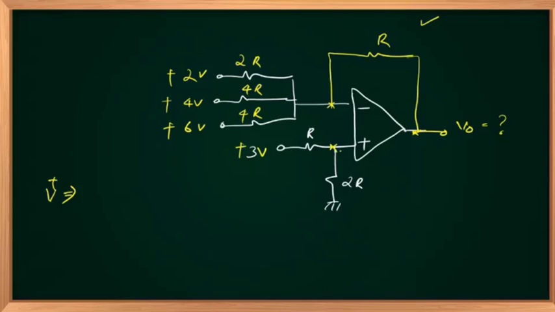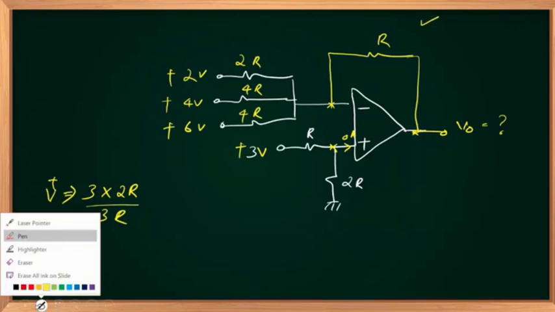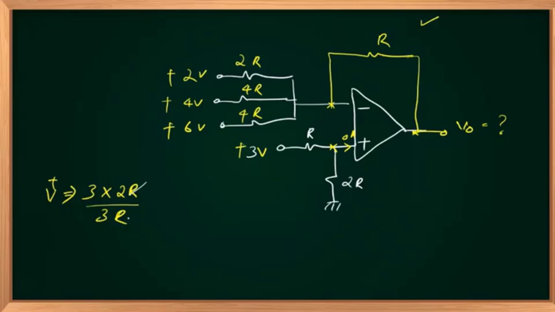This is my V plus, simple voltage division rule, because this branch current equal to third branch current equal to 0 amperes, ideal op amp. 3 volts multiplied by 2R divided by total resistance 3R. R will get cancelled, 3 will get cancelled, 2 volts. So negative feedback, this will be also at 2 volts.